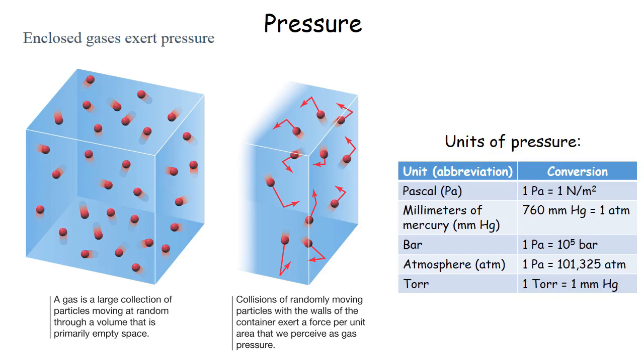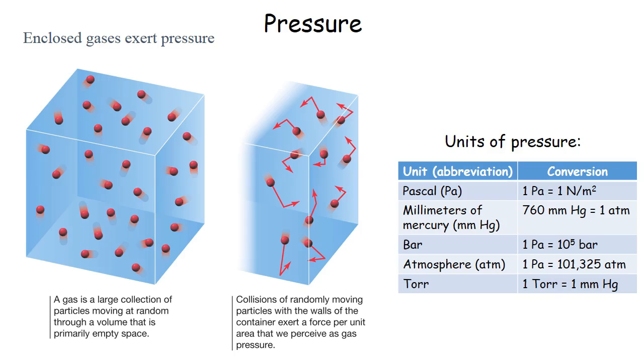A bar is a unit of pressure that is related to Pascal. So 1 bar is 100,000 Pascal. We'll talk briefly about that, but not a lot. 1 atmosphere is very close to 1 bar. It's 1.01325 bar in 1 atmosphere.